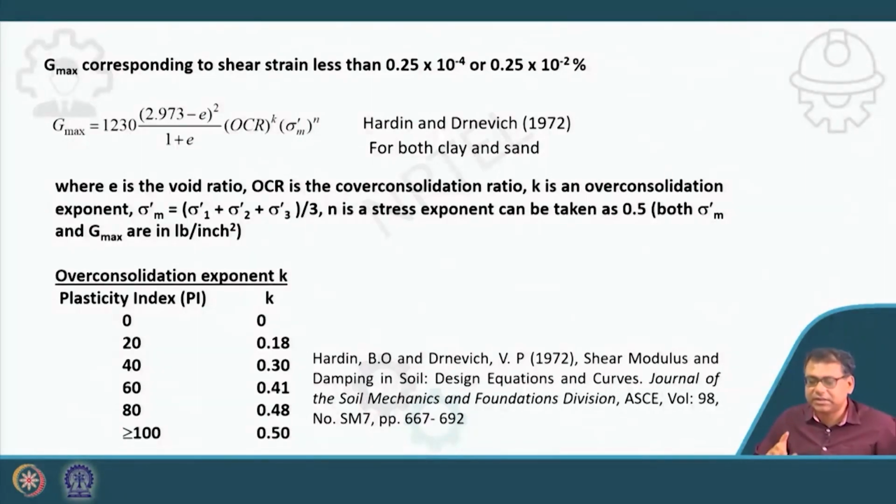This expression is valid for both sand and clay, and here your mean effective stress and the Gmax are both in pounds per inch square. So remember that if you use this expression, you have to consider this unit only. This is the empirical expression, and this is the reference, Hardin and Drnevich.